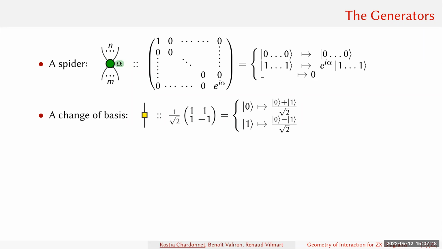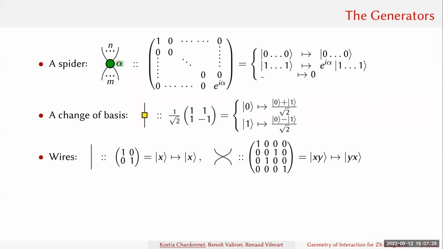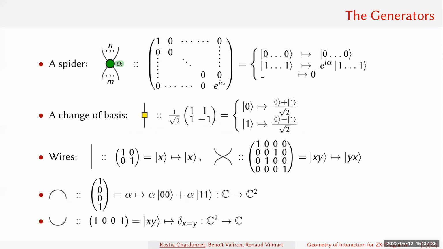Then you have the Hadamard gate, which is the usual change of basis, sending you from the 0, 1 basis to the plus, minus basis, and you have all the usual wires. The identity does nothing, the swap just swaps arguments, and the cap and the cup produce an internal pair and do the dual operation.